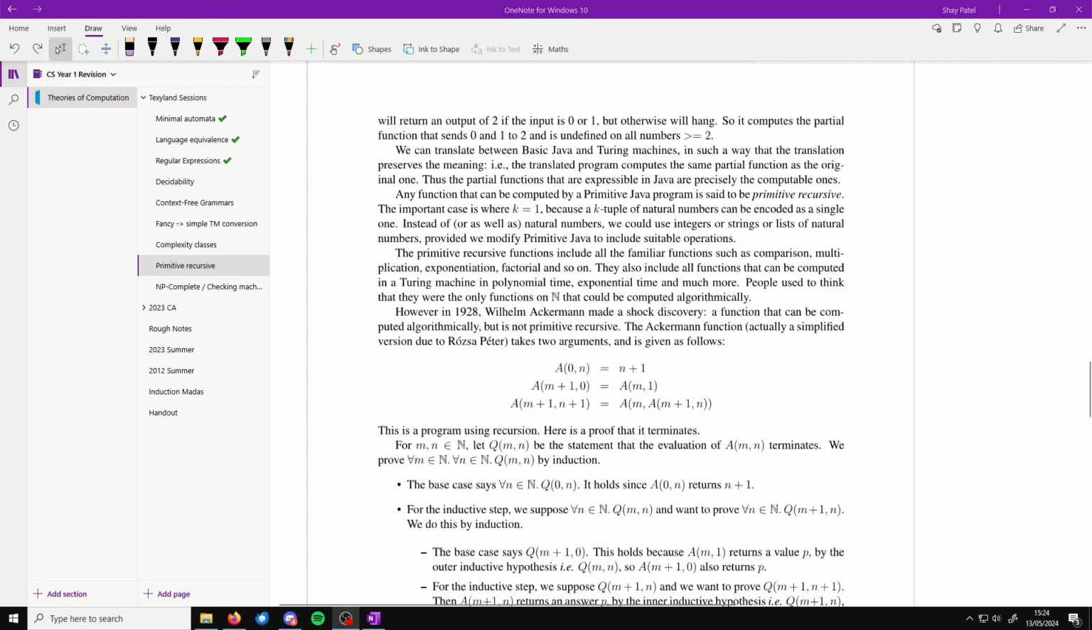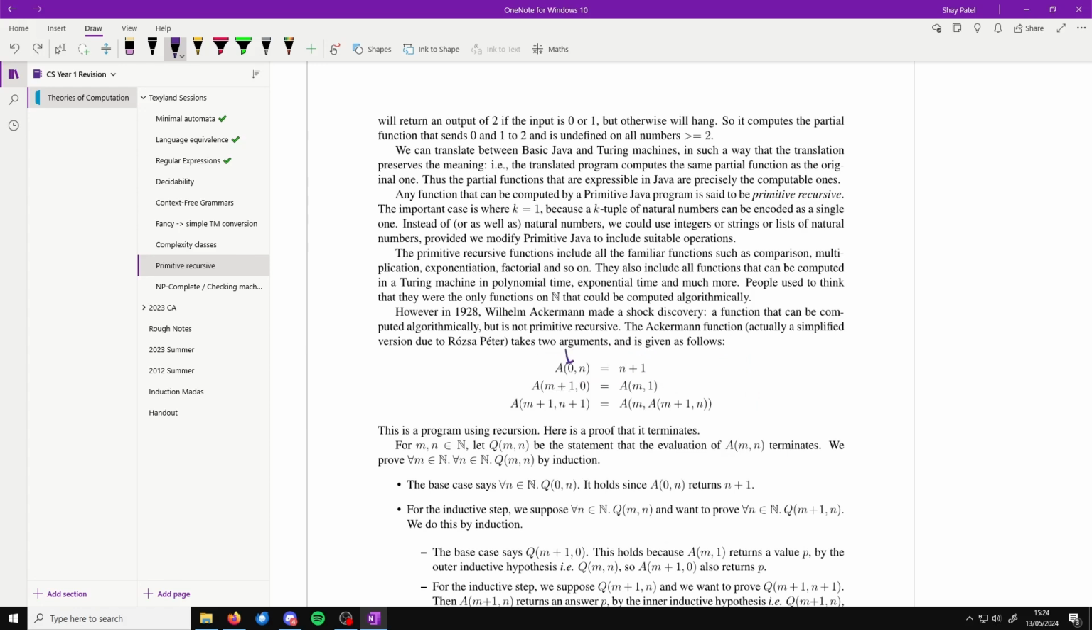So this is the Ackermann function. It takes two inputs and it returns an output. And the idea is this can be computed algorithmically, but we can't compute it in primitive Java. It's not primitive recursive. And so this is significant because it shows us that there are some functions that we can compute algorithmically, but we can't do in primitive Java. Because before this, we thought we could do anything in primitive Java. This creates that sort of function we can't do.